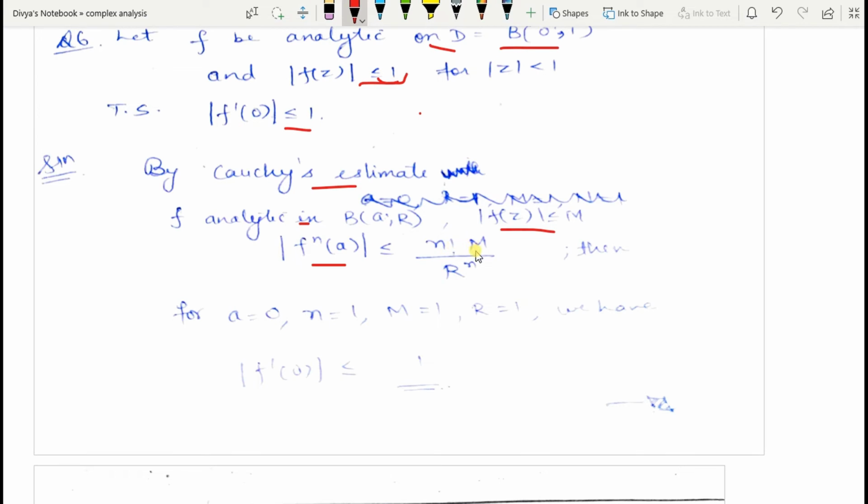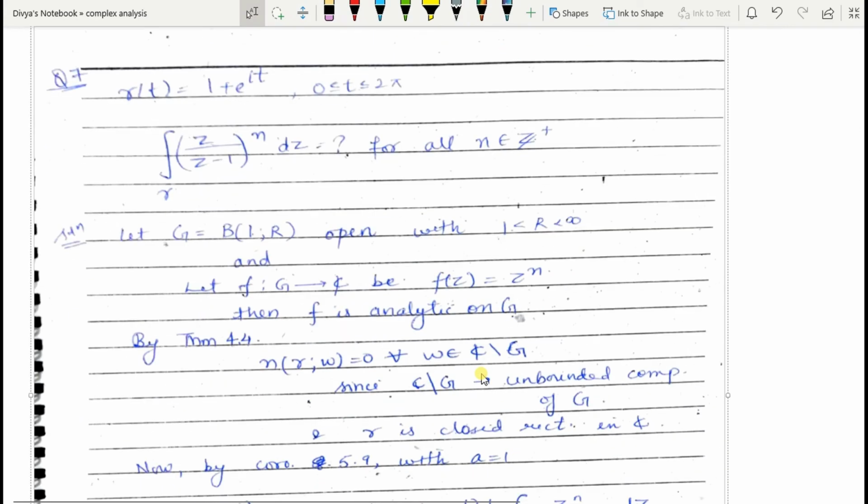By Cauchy's estimate, we have the modulus of f^(n) at a is less than or equal to n factorial M upon r^n. Here n factorial is 1, n is 1, M is 1, and r is 1 because this disc is the ball centered at 0 with radius 1. So a is 0, n is 1, M is 1, r is 1. In Cauchy's estimate, we get that the modulus of f at 0 is less than or equal to 1. This was a direct question.